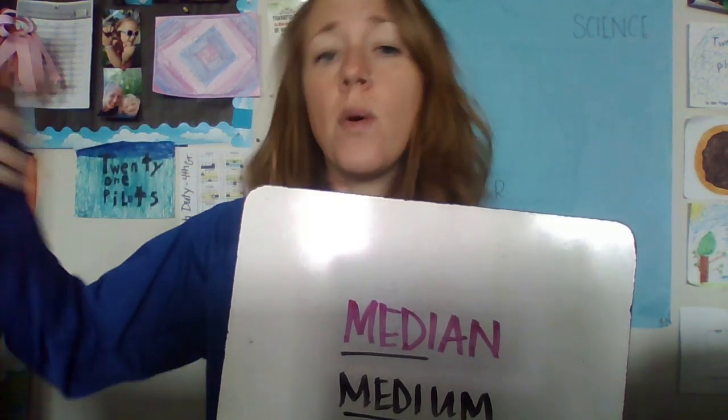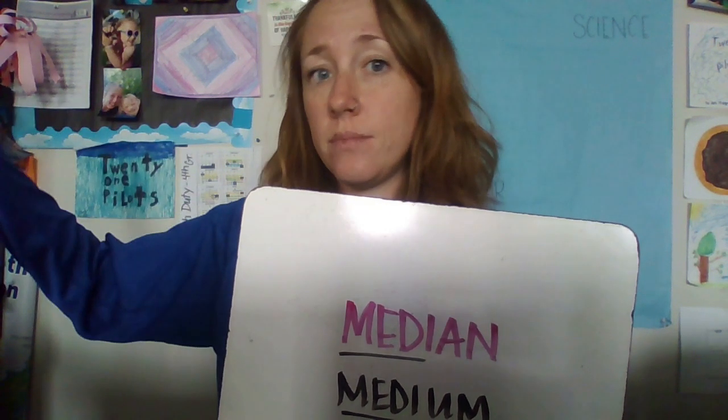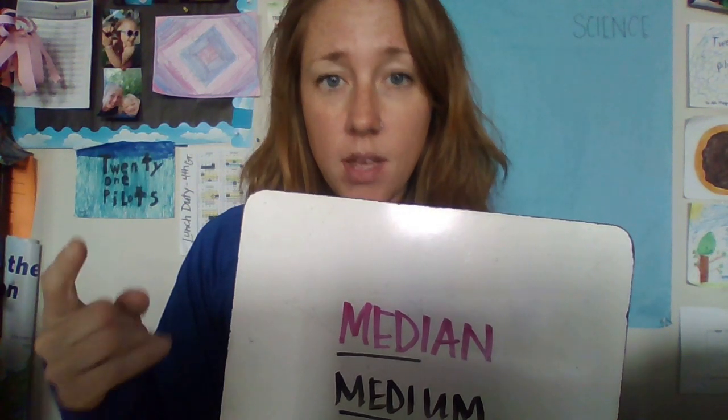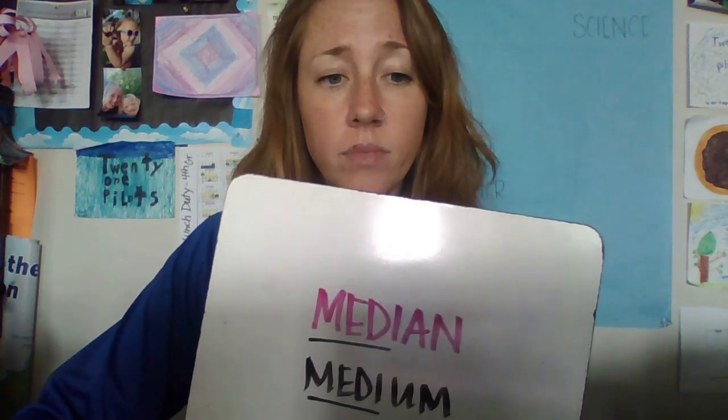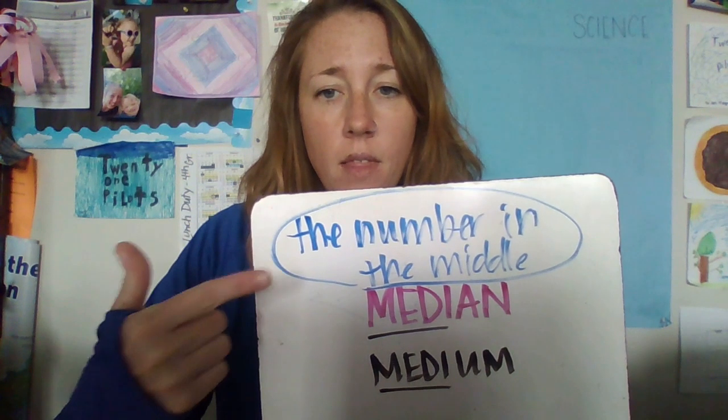We're going to ignore it. Well, you could put that in an extra small, extra large. Medium's still in the middle because it's extra small, small, medium, large, extra large. Anyway, so the median is the number in the middle.